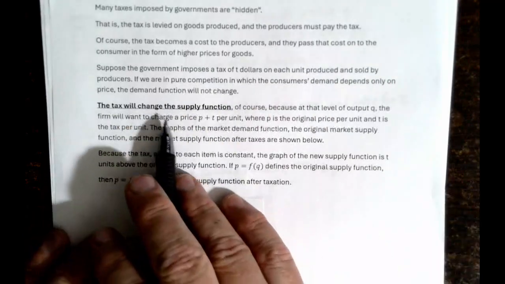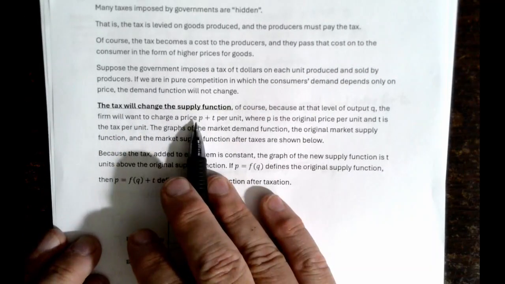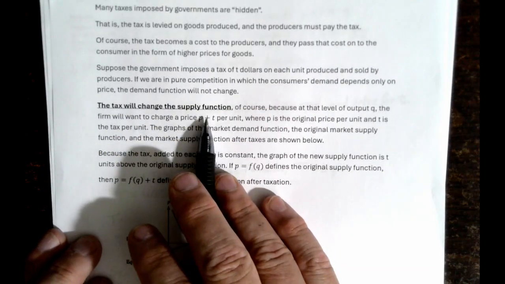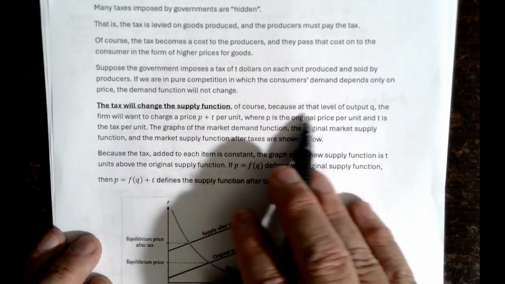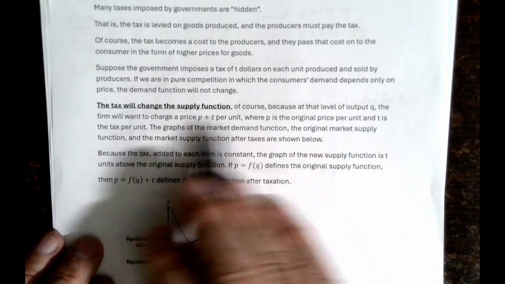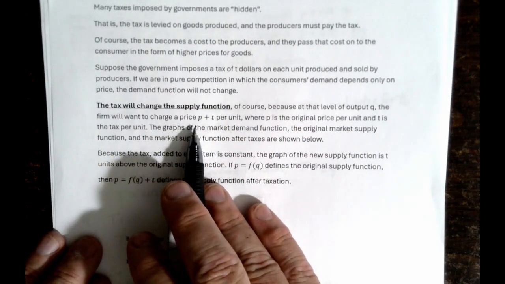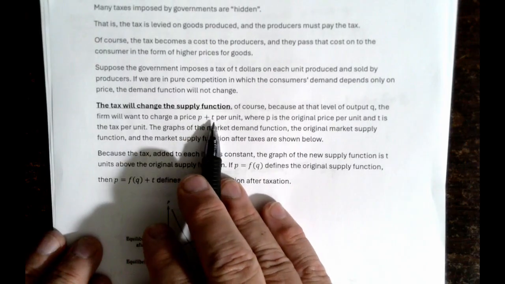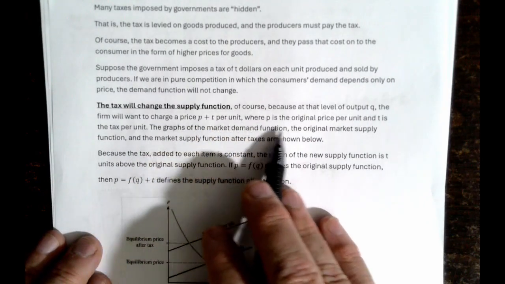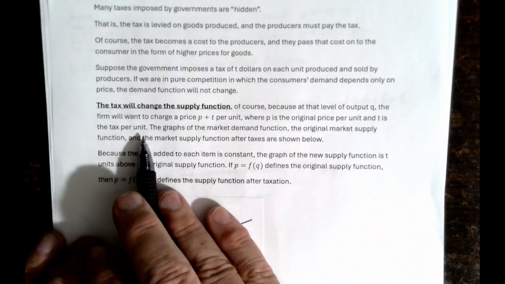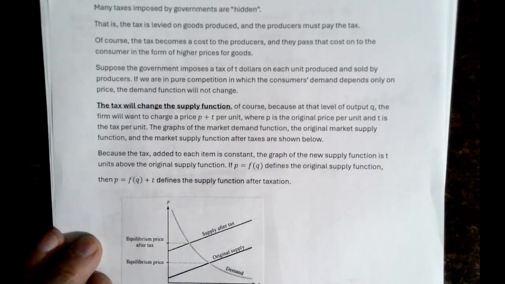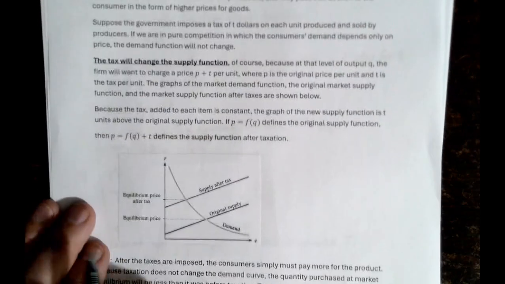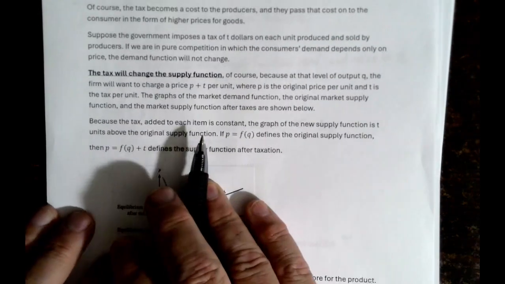The part that changes is the supply function. The tax will change the supply function. Of course, because at that level of output Q, the firm will want to charge a price of P plus T per unit, where P is the original price and T is the tax on the unit. That's how they pass it on to the consumer. They add the tax to the price of the object. And when you do that, you're going to run into some problems.